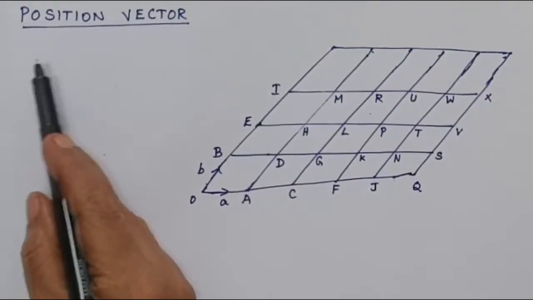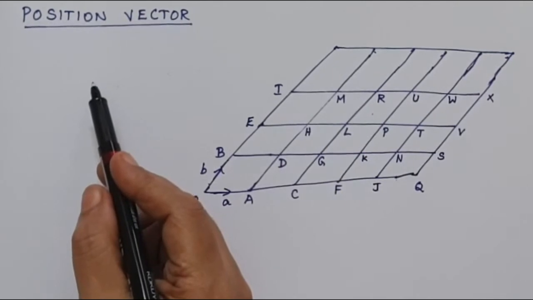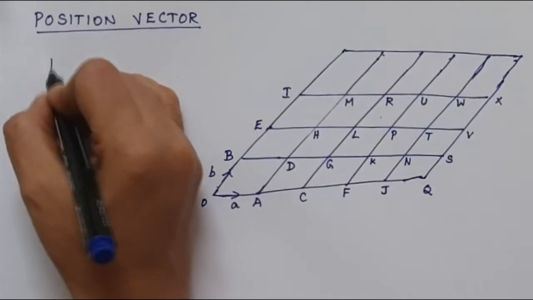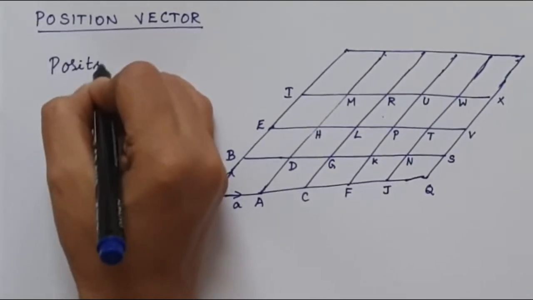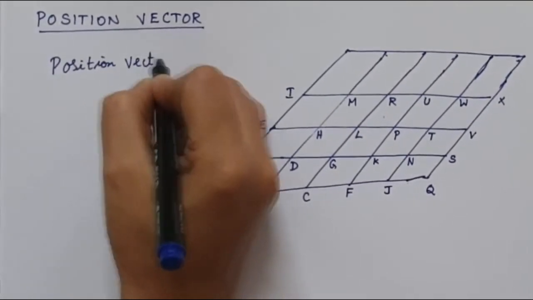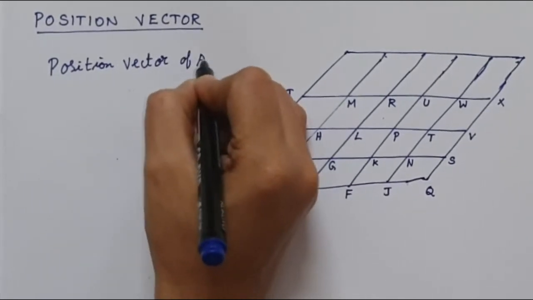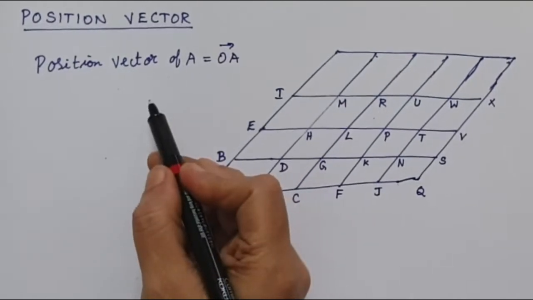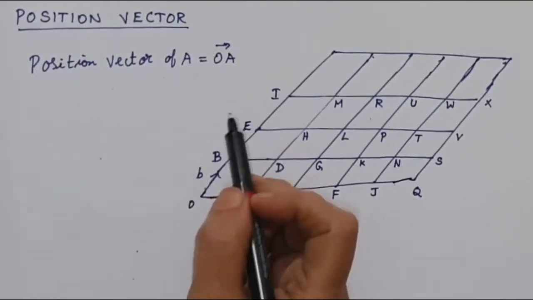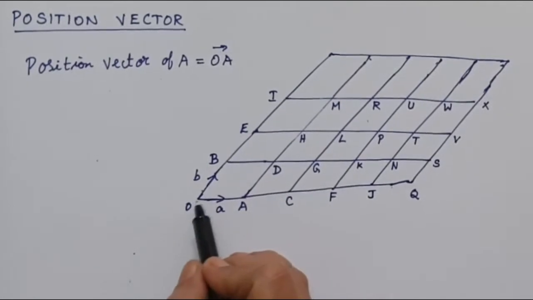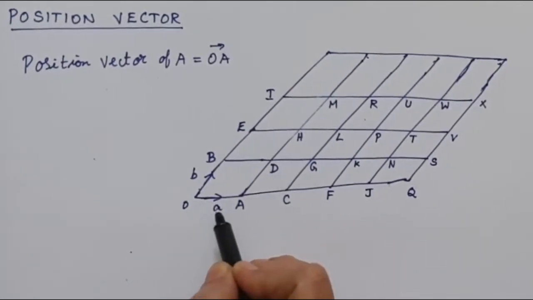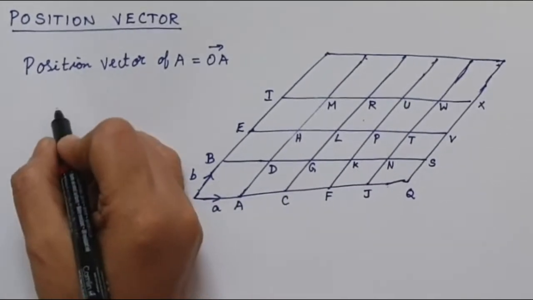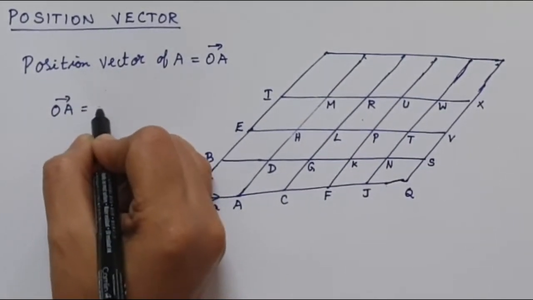The next thing is position vector. Position vector is always calculated from the origin. Suppose the position vector of A will be equal to OA. In the same way, the position vector of B means that we have to find OB. So in this case, OA will be equal to a. Now let us find a few position vectors. So OA will be equal to a.